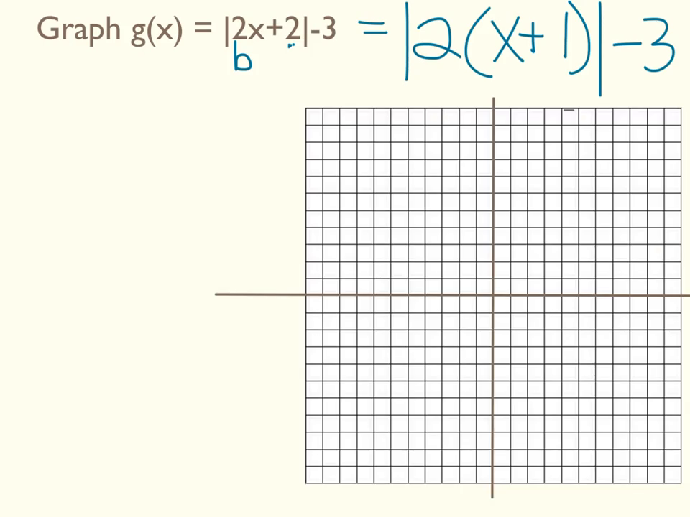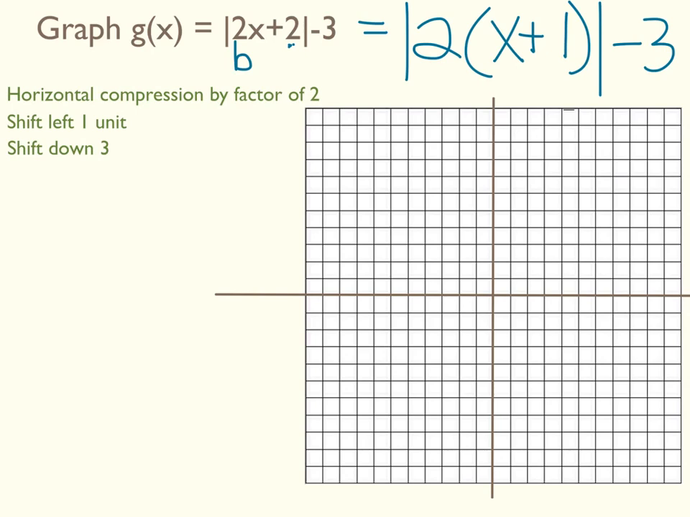So for this graph, we know that this 2 right here is our horizontal compression because it's greater than 1. So we'll say we have a horizontal compression by a factor of 2. We know that this +1 is our horizontal shift to the left 1 unit, and the -3 takes it all down 3. So you could take the parent function and do each of these 3 transformations to it.